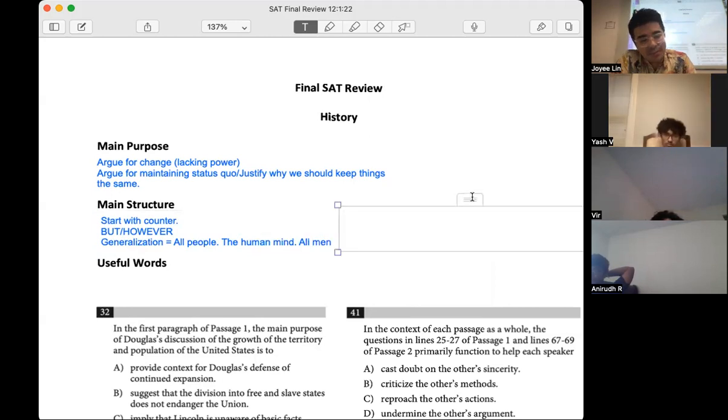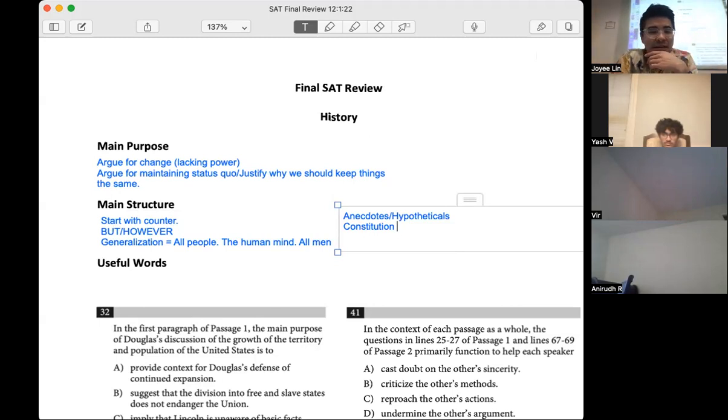Anecdotes sometimes. They sometimes use anecdotes or hypotheticals. What else do they use? Especially if we're talking about US history, what do they typically use a lot in US history? The Constitution. They use the Constitution, right? And ironically, both sides use the Constitution, right? The Constitution says that all men are created equal, so there should be no slaves. And then no, the Constitution says that slaves are 3/5 of a person or not a person, right? So they both argue using the same document, which is kind of ironic. And then the other thing they use a lot is God, right?